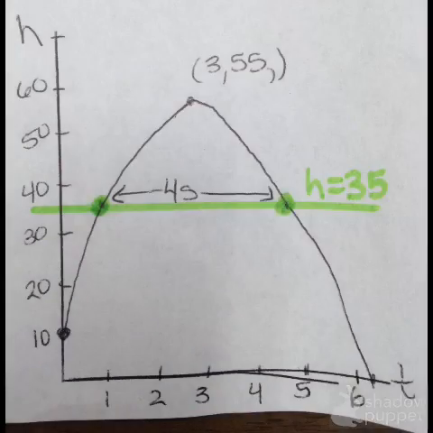Let's take a look at this visually. This represents the path of the rocket. It starts at 10, has a maximum after 3 seconds of 55 meters, and hits the ground just after 6 seconds. The question is asking for how long the rocket is above 35 meters. So we can draw a line here at 35 meters, and it will be above that between this point and this point. So what we did in our problem is we found this to be 1 second and this to be 5 seconds. So therefore, the rocket is above 35 meters for 4 seconds.